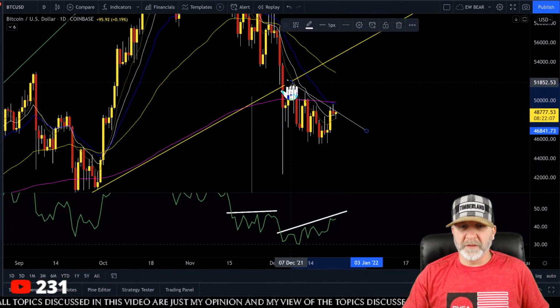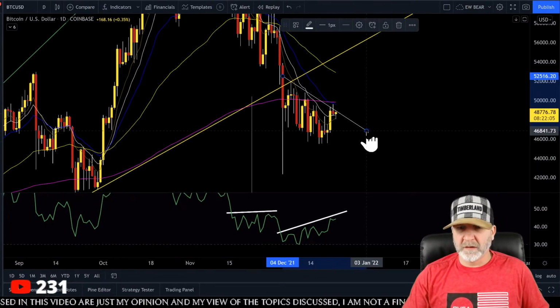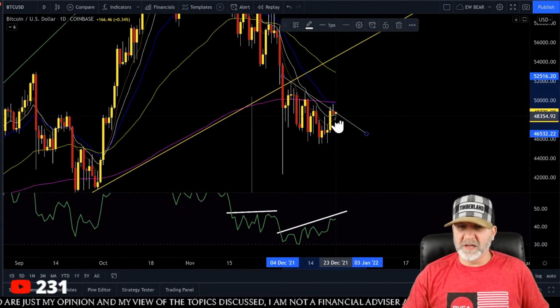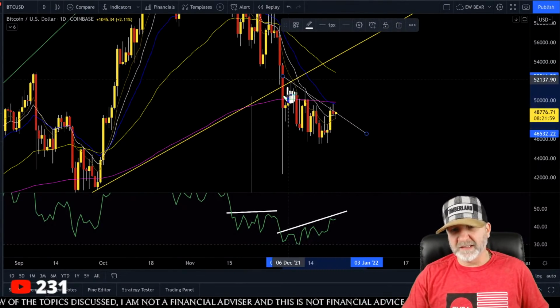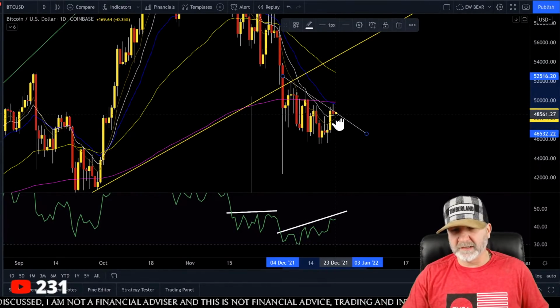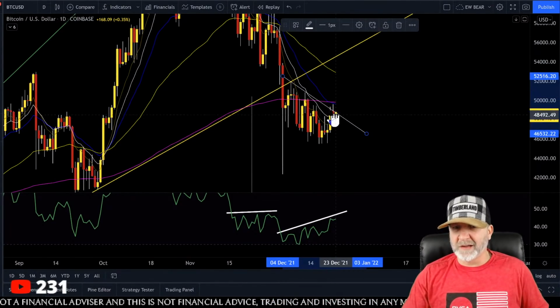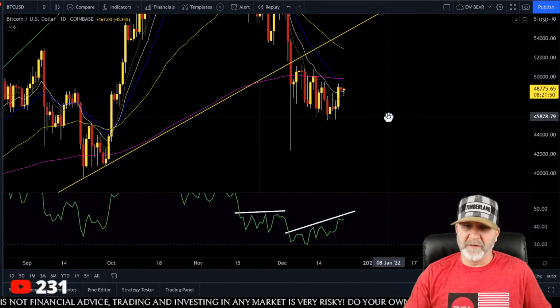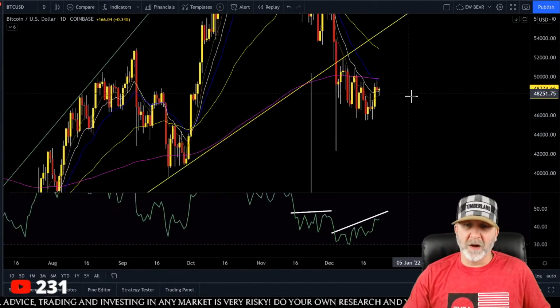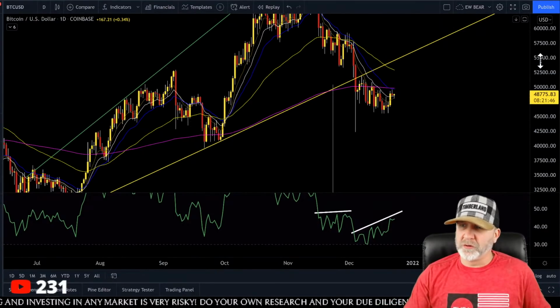If you do go off of these wicks here, we are still getting rejected. We are above it right now, but people said we come down to test it. I don't believe that we came down to test it because we kind of are just playing around on it. So in my opinion, that's all invalidated right there. Like I said, we'll go into the shorter term time frames.